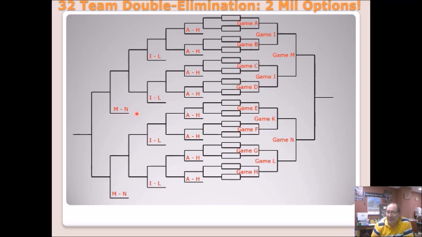And so it's not necessarily something that we can study. I'm not going to examine all 2 million options. If I remember right, when we did a 16-team tournament, there were only 48 options. And so I could do all 48 and give them all a try, but I'm not going to look at all 2 million options that you have for setting up a 32-team double elimination tournament.